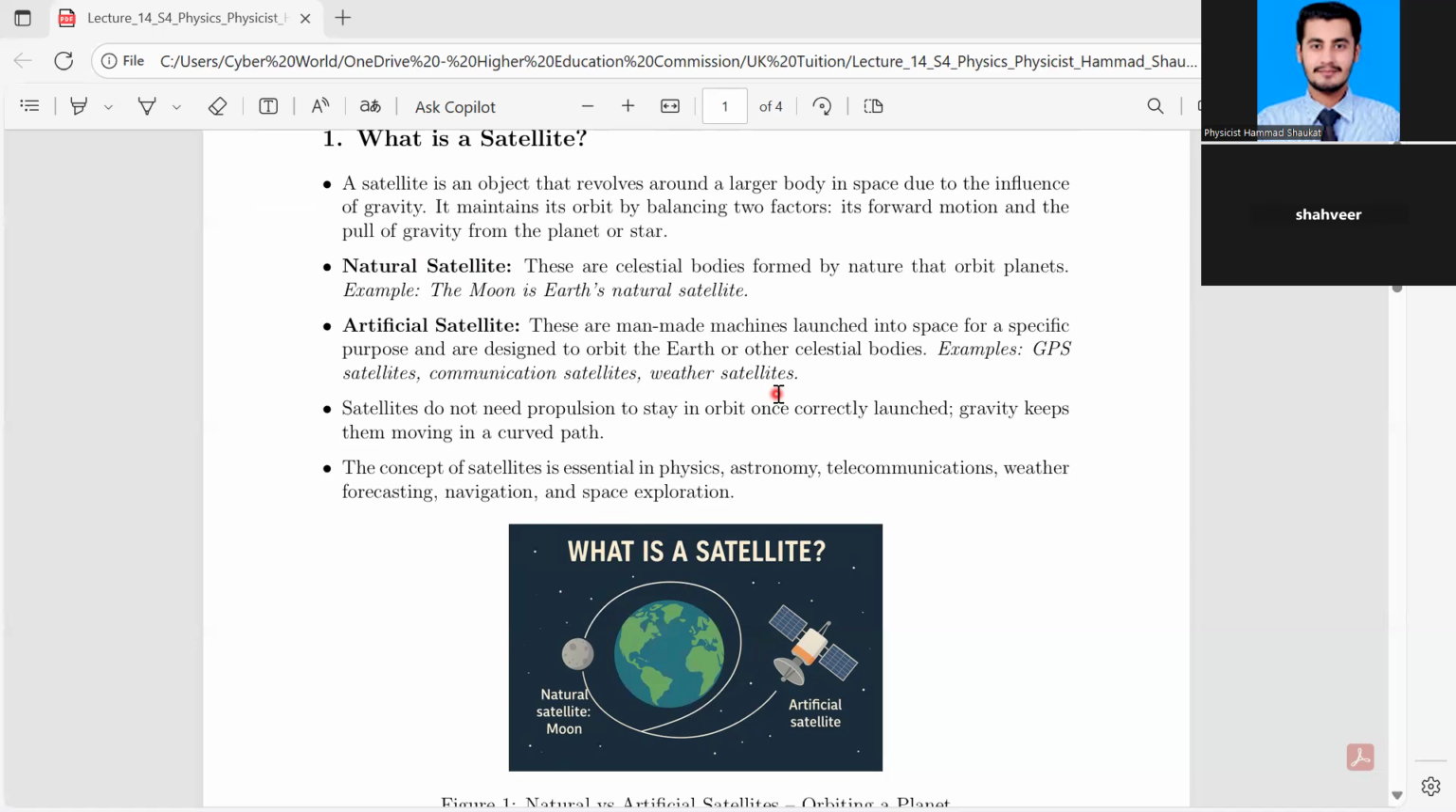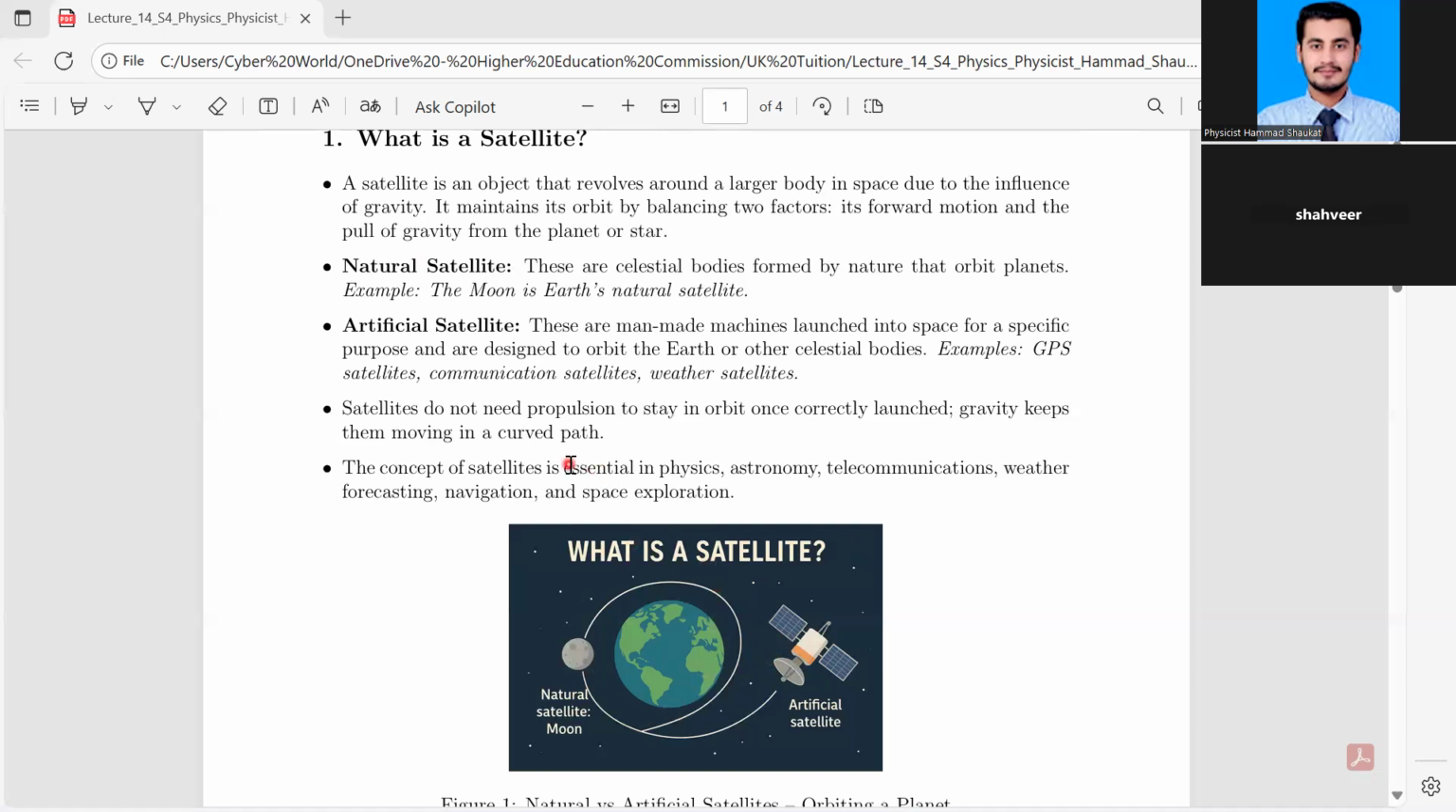Next, satellites do not need propulsion. Propulsion means an external force; they do not need it when they stay in orbit once correctly launched. Initially, you need propulsion, an external force, to launch the satellite into space. But once you launch the satellite into space, it is free to move under the action of gravity. It does not need more external force to revolve around the Earth. This is all with the help of gravity. Gravity helps things to move in a circle.